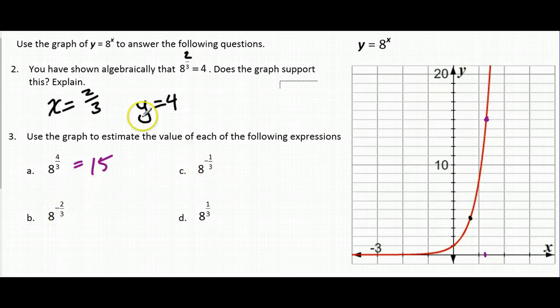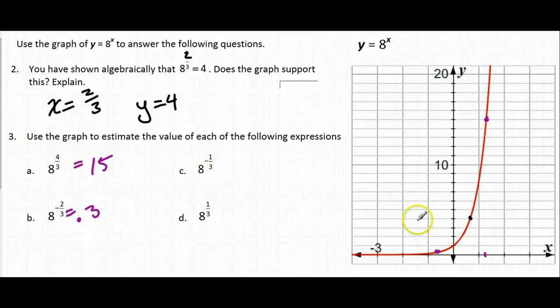8 to the negative 2/3. Negative 2/3 is going to be almost to negative 1, maybe about right here. Let's choose a different color for that. Right about there. That's 8 to the negative 2/3. That looks to be maybe less than half. I don't know, I would say maybe 0.3. Let's go with 0.3.